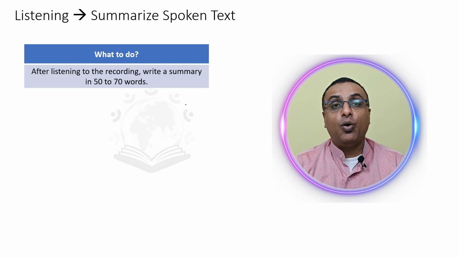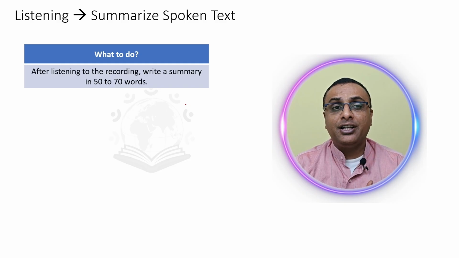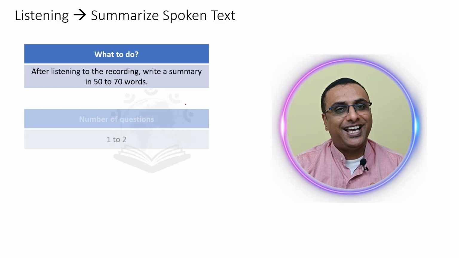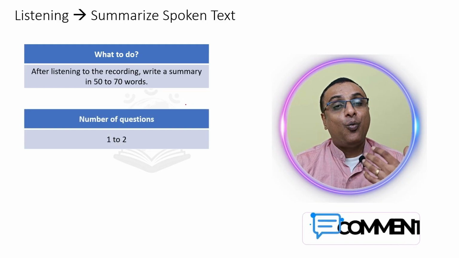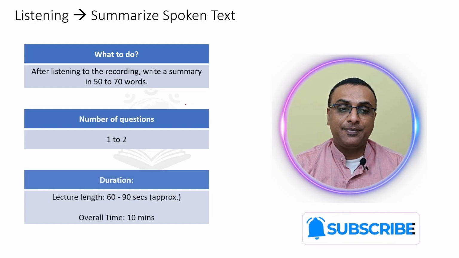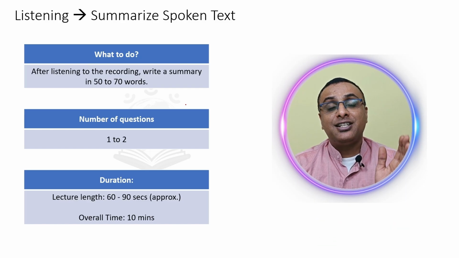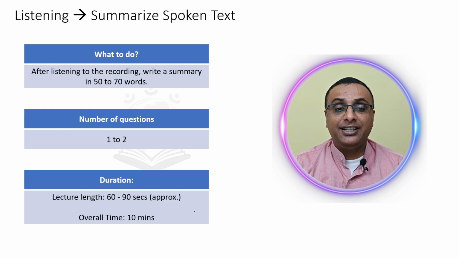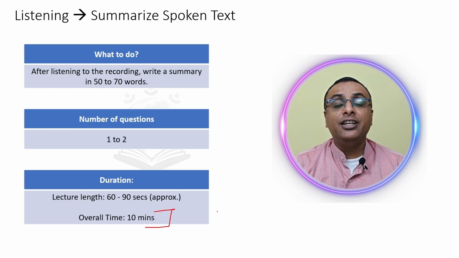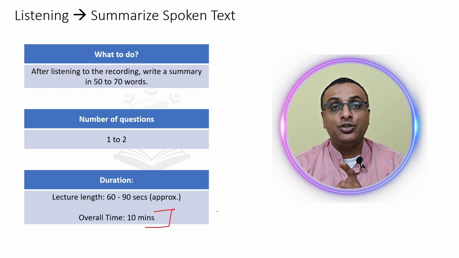First and foremost, what needs to be done? PTE says that we will be playing you an audio recording. You will have to write a summary on it after listening to the audio in about 50 to 70 words. As simple as it gets, for 1 to 2 such questions. Coming to the overall time that you can consume per summarized spoken text question is 10 minutes. This is including the audio recording that PTE plays you for approximately about 60 to 90 seconds.